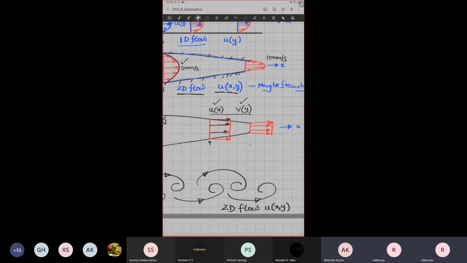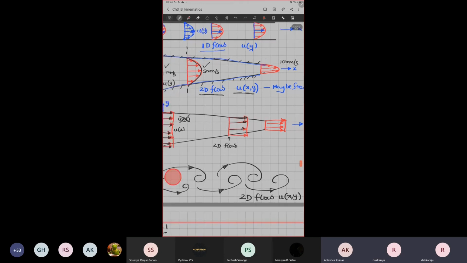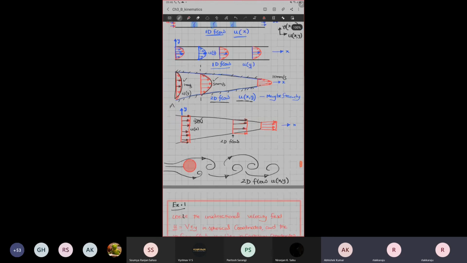Let me write it. These are the terminology that we have to really know to talk about 2D flows. Wonderful. Let us consider another example.